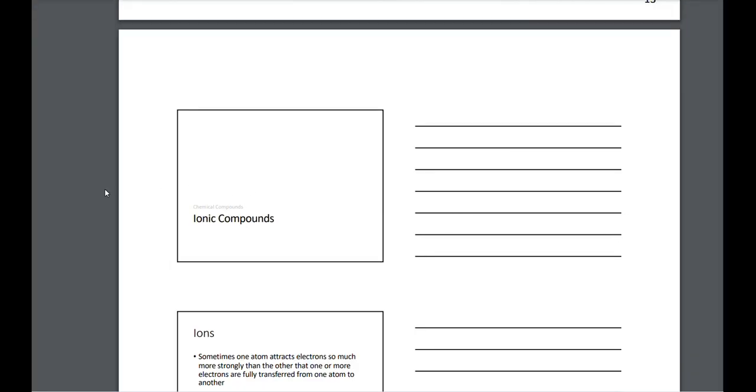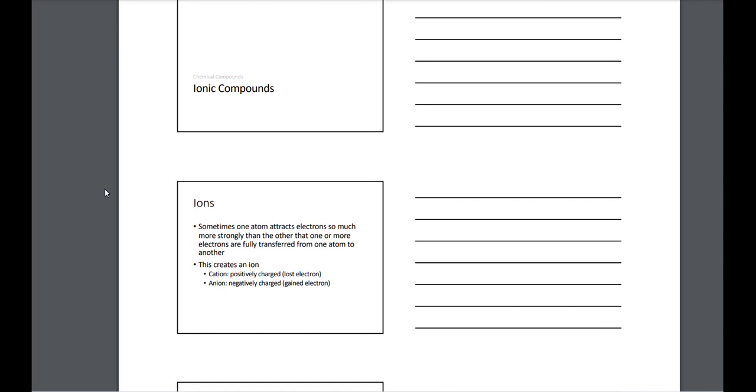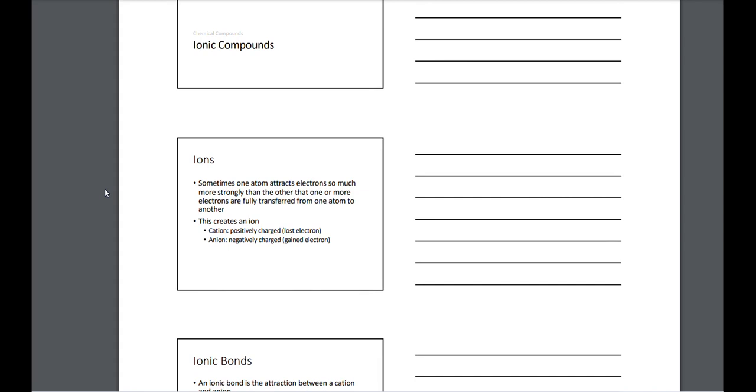Okay, so now that we talked about covalent compounds and covalent bonds, let's take a look at ionic compounds and see how the ionic bond is defined differently from the covalent bond. First, if you remember when we talked about covalent bonds, the key word was sharing, correct? In this case, when we're talking about the ionic bond, I would like you to pay attention to this word: transferred, fully transferred. So instead of sharing electrons, electrons in this case will be fully transferred from one atom to the other.